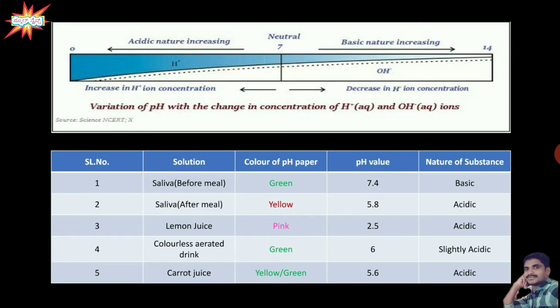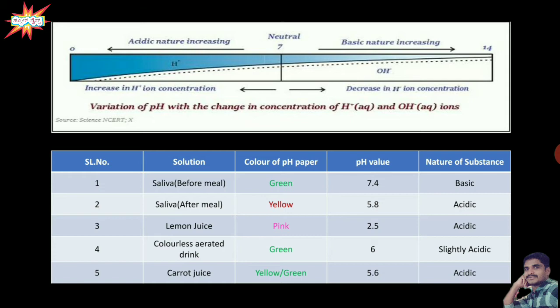The colorless aerated drink: the color of the pH paper is green, and the pH value is 6. The nature of the substance is slightly acidic. It is near to 7, that is slightly acidic. Carrot juice: yellow green, 5.6, and the nature of the substance is acidic.